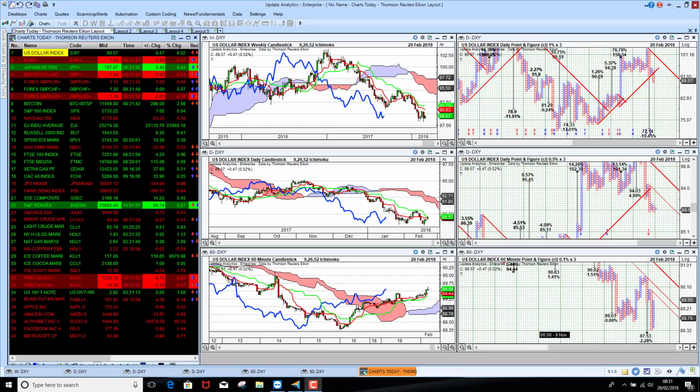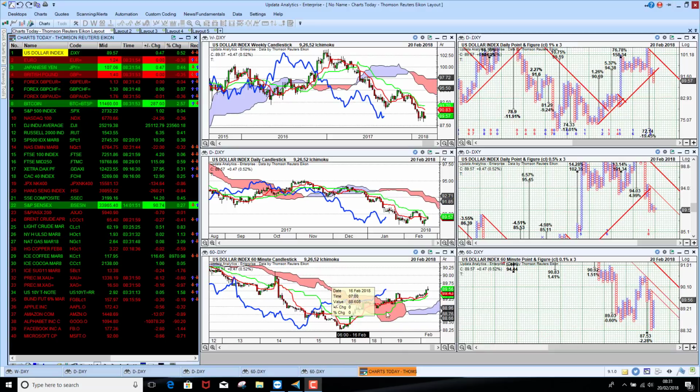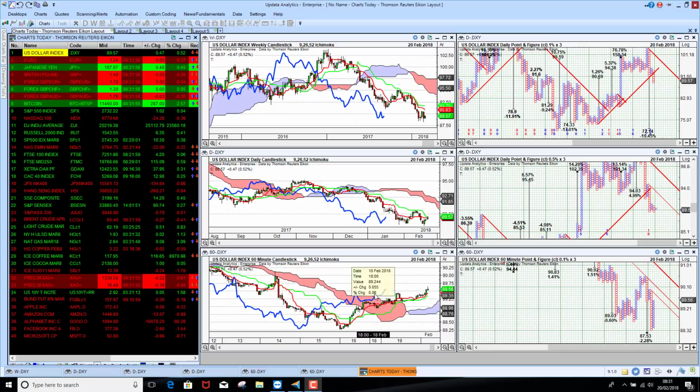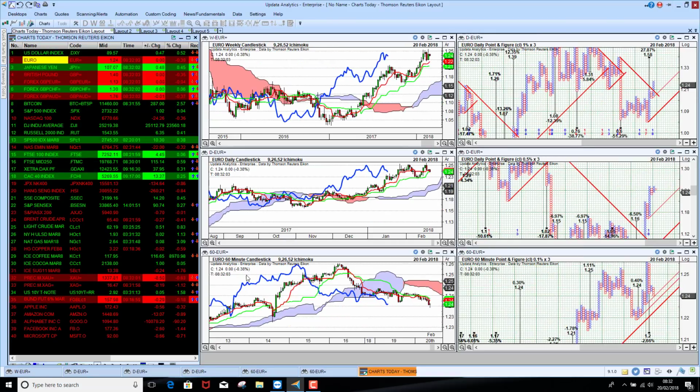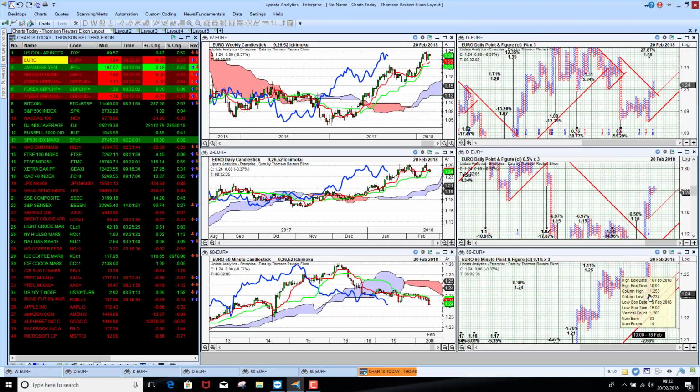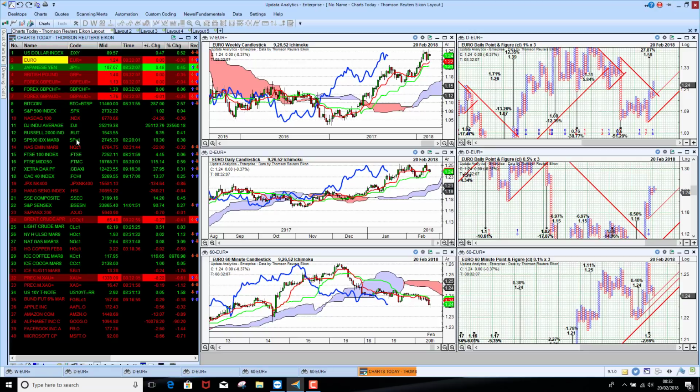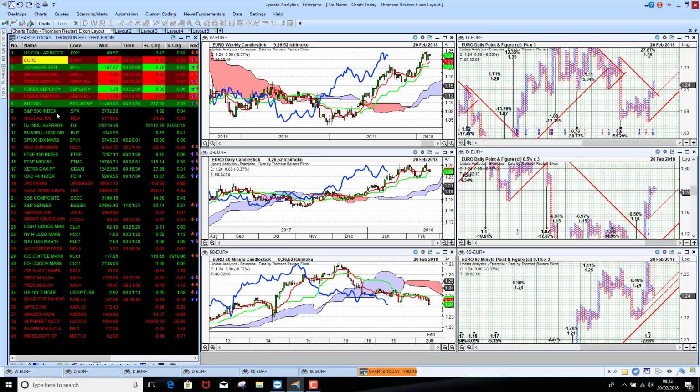And we start by looking at the dollar index. Dollar just rising above the cloud here, short term, so looking a little bit more bullish. Euro is actually therefore looking bearish on the short term chart with a downside target of $1.20, so that's a 2.6% downside.